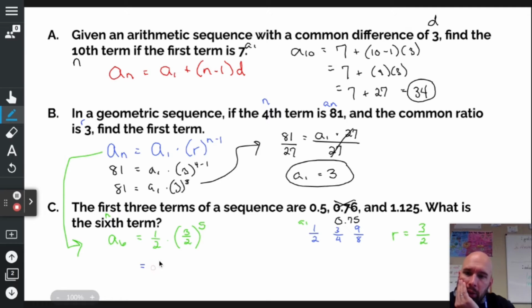Oh boy, this is going to be tough. 1 half is 1 half. 3 times 3 is 9. Times 3 is 27. Times 3 is 81. Times 3 is 243. 2 times 2 times 2 is 8. Times 2 is 16. Times 2 is 32. Half of that is going to be my sixth term, and that's going to be 243 over 64.